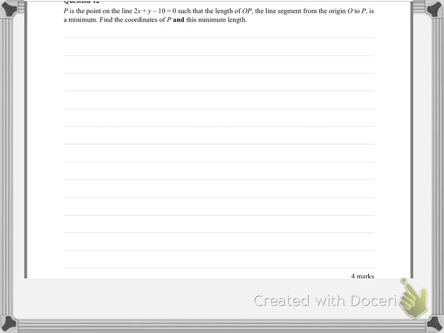Now, last question. Now, this is all about getting this line segment, OP, to be a minimum length. Now, whenever we're trying to minimize a value, we can use calculus. So, first off, there's the equation of the line that point P is on. There it is. Intersects on the y-axis at 10 and on the x-axis at 5. Now let's put our line segment in from O to P. Now we want to make this line segment from O to P a minimum.